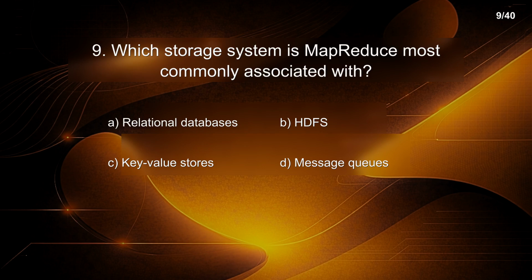Ninth question. Which storage system is MapReduce most commonly associated with? A. Relational databases. B. HDFS. C. Key-value stores. D. Message queues. Correct answer is B. HDFS.